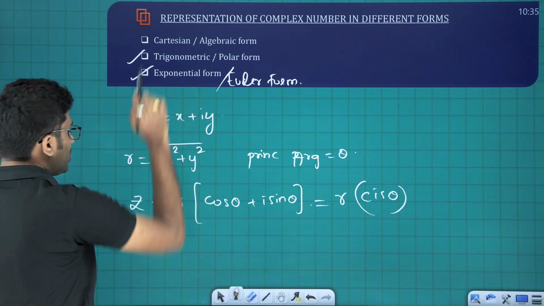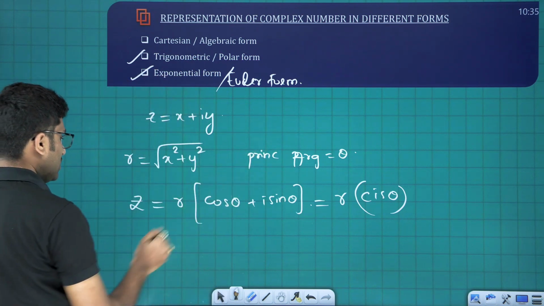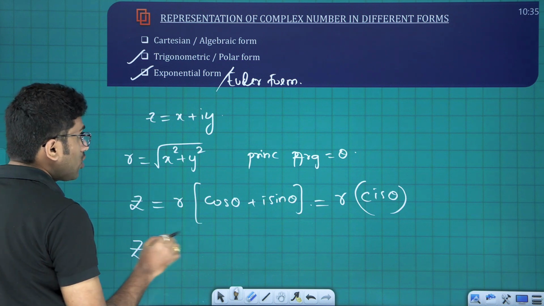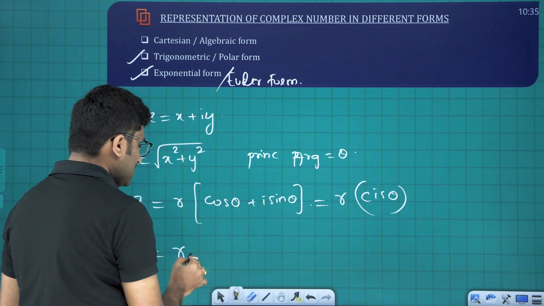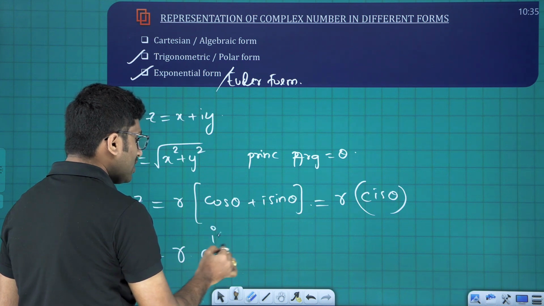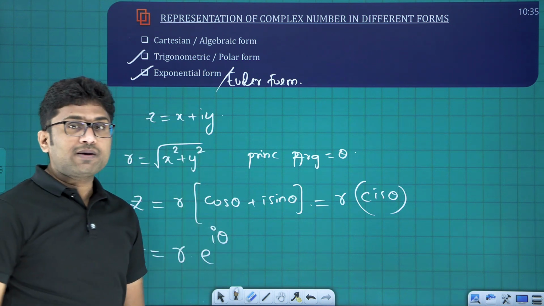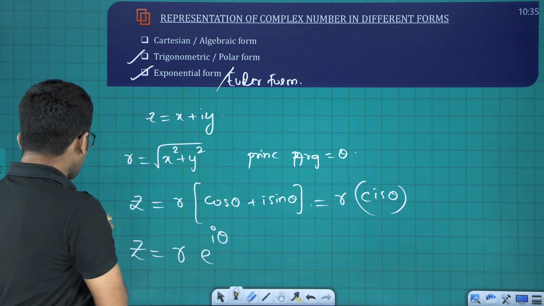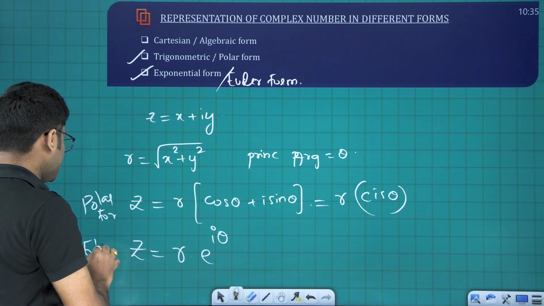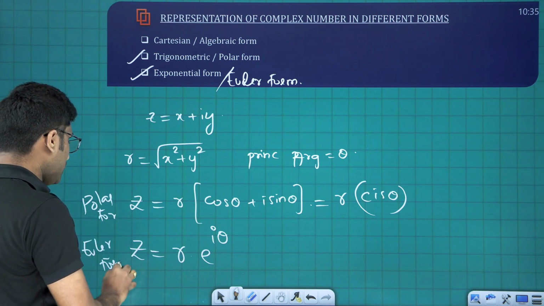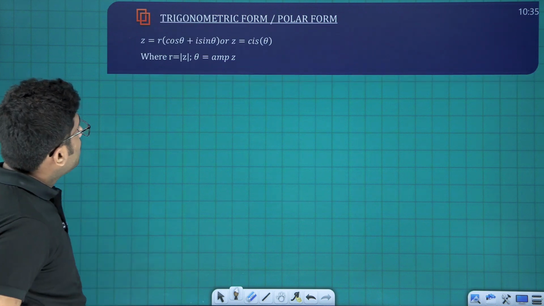Next, coming to exponential form. Once you know r and theta, in exponential form or in Euler's form, z equals r into cos theta plus i sin theta, which we can write as e power i theta. So this is polar form and this is Euler's form.